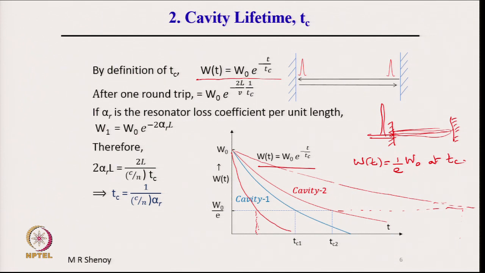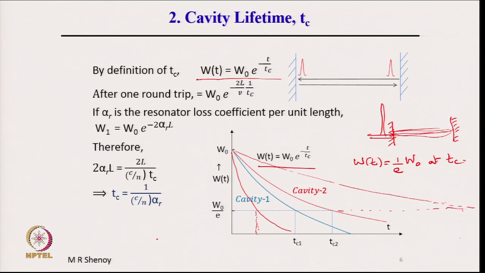Now, in the defining equation of W, if we substitute for t the time taken for one round trip, the time taken for one round trip is e to the power minus 2L by v, where v is the velocity, 2L is the round trip length, and that gives us the time.